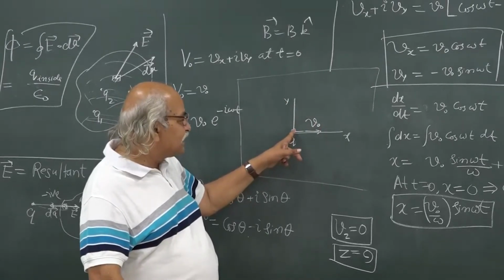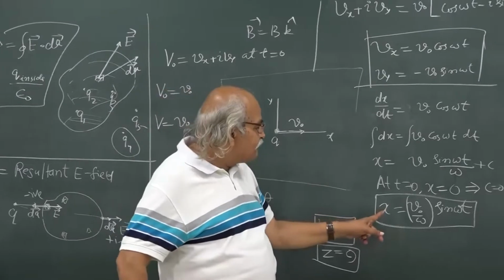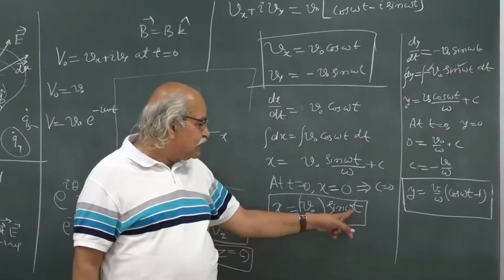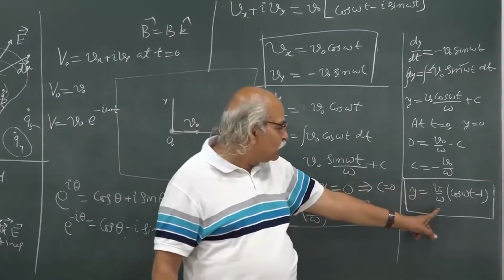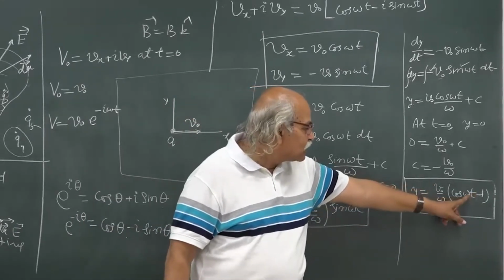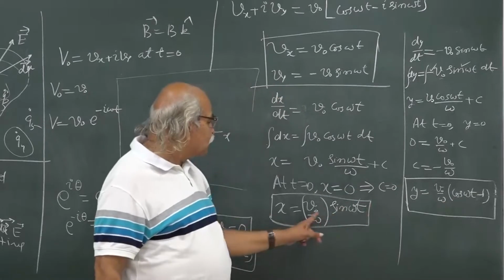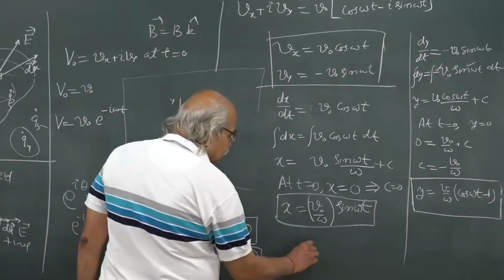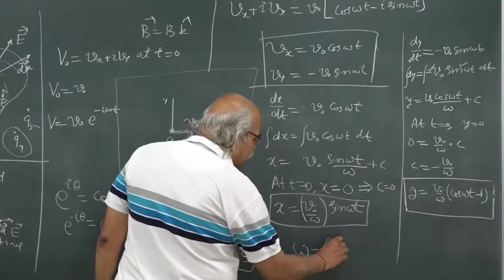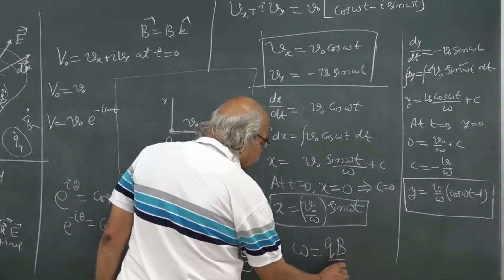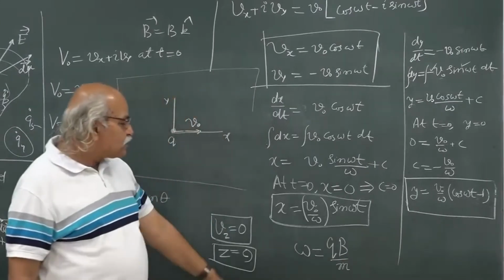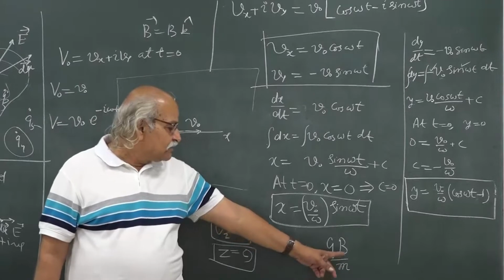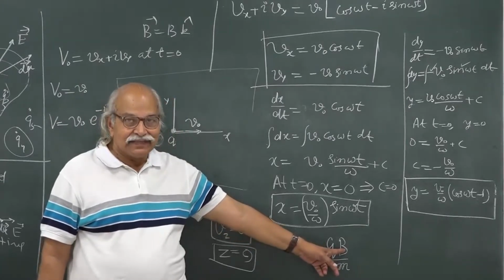Then we derived the equations for the x position and y position at time t, when t equal to 0 is taken here, as x equal to v naught by omega sin omega t, y is equal to v naught by omega cos omega t minus 1. What is this omega? This omega is qb by m. The charge is q, its mass is m, and b is the magnitude of the magnetic field.